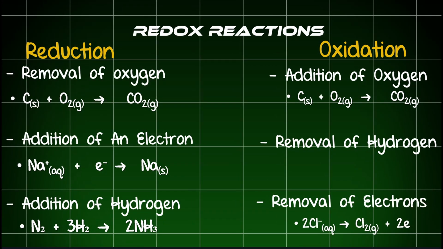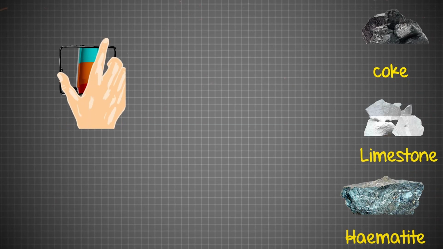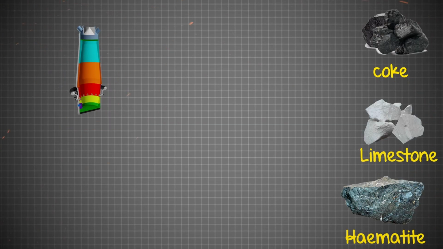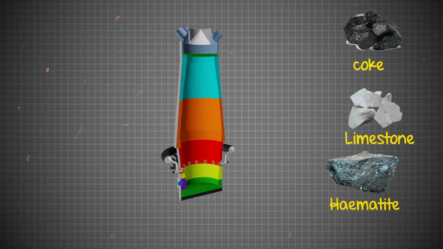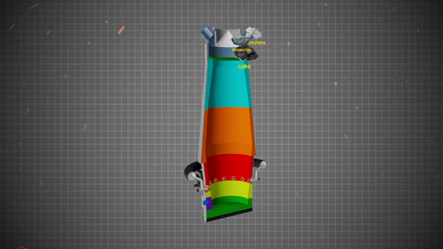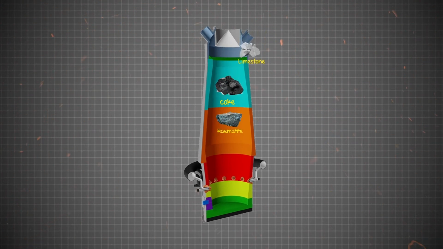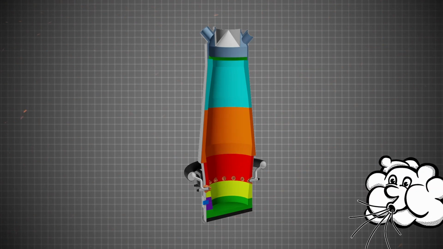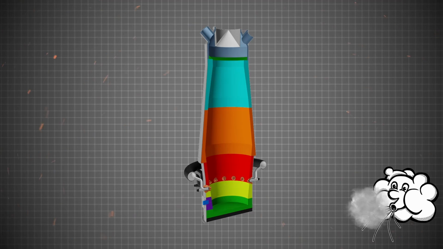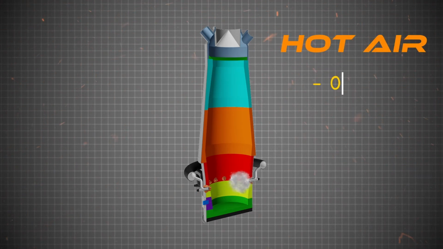So let us go back now. This process of extraction of iron begins with the feeding of the blast furnace with coke, iron ore and limestone from the top end of the blast furnace. Then at the bottom end of the blast furnace is where we're going to pump our hot air. The hot air is going to come in with oxygen and too much heat.